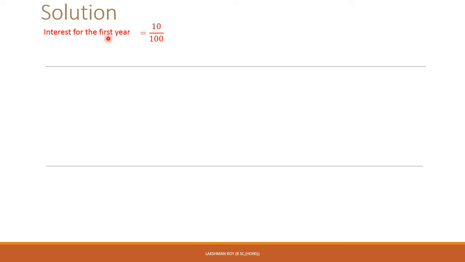Rate is 10%. That means for a 100 rupees loan, you have to pay 10 rupees interest. Then you have to multiply by the loan, the borrowed amount, that is 6,000. Then you get the interest for the first year. So you can simplify, cut the zero here, then you get 600 rupees. So that is the interest you have to pay in the first year.